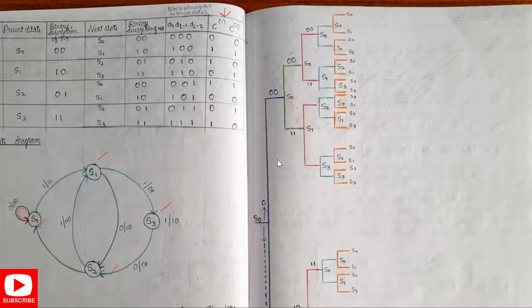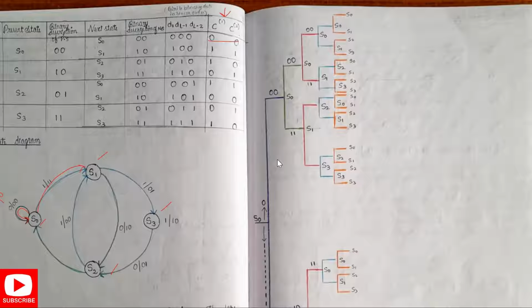You have to write the input and then the output. So 0 gives 0, 0. Next comes 1, where S0 on 1 is going as 1, 1. So it is going to S1 with 1, 1. Next comes the next state, S1.